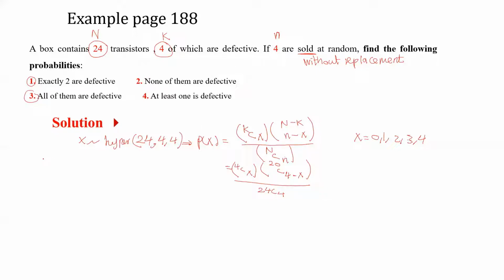Let's solve the first one. Exactly 2 means X equals 2. So instead of x we write 2. For P of X equal 2, question 1, it is 4C2 multiplied by 20C2 over 24C4.